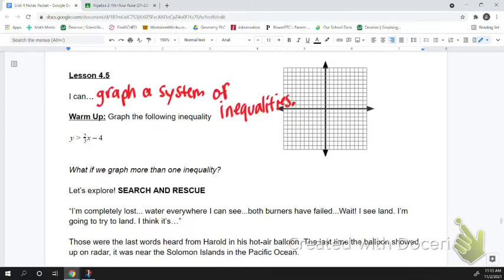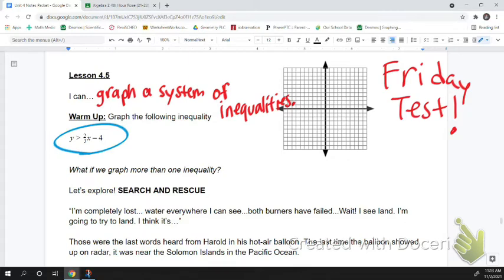Right, so last lesson in this unit, you've got your test Friday. Our first thing in our warm-up here is we're going to graph just one inequality.